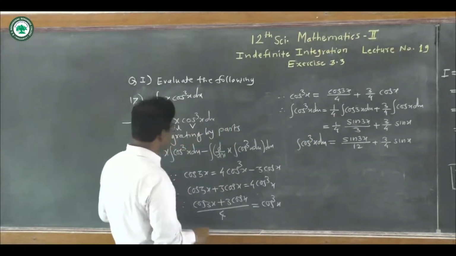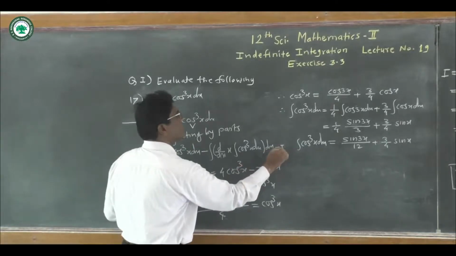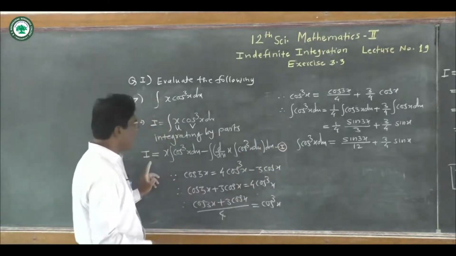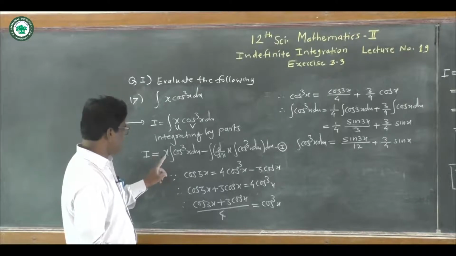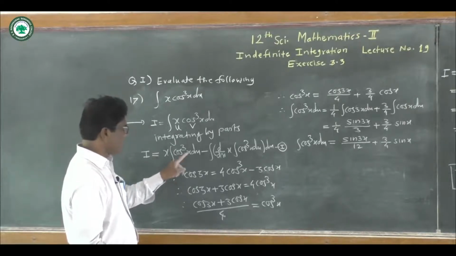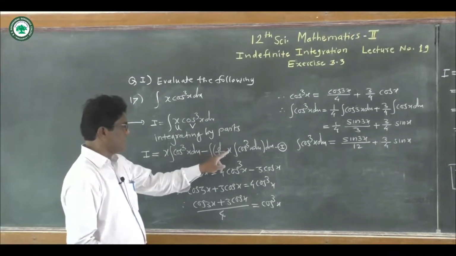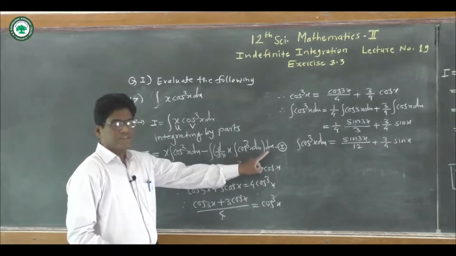And now we call this equation number first: the required integral I is equal to x into integration of cos cube x dx minus d by dx of x into integration of cos cube x dx.